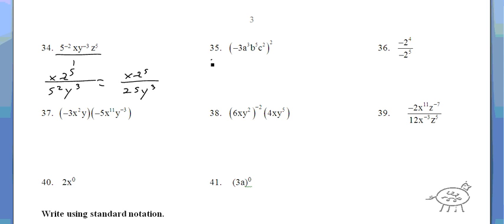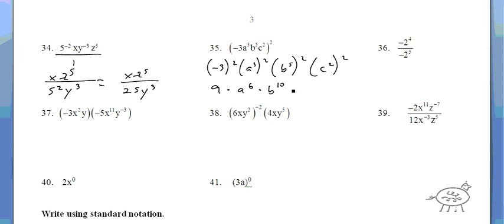Okay. The next one is distribute the squared. So negative 3 squared, a cubed squared, b to the 5th squared, c squared squared. So you get 9 times a to the 6th times b to the 10th times c to the 4th. And that's your answer, just without those dots in it. 9, a to the 6th, b to the 10th, c to the 4th.